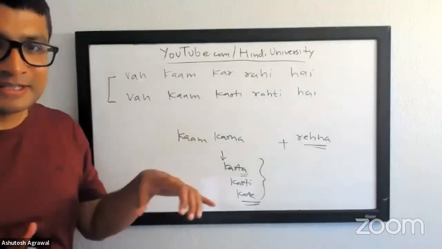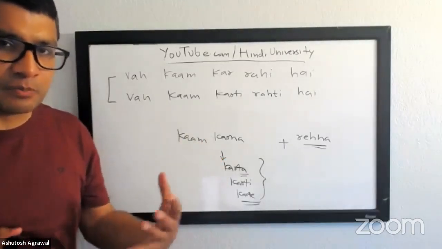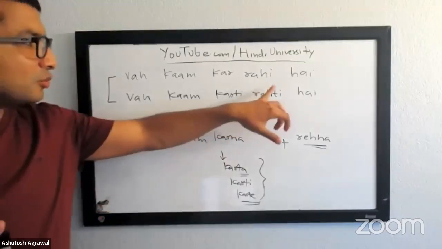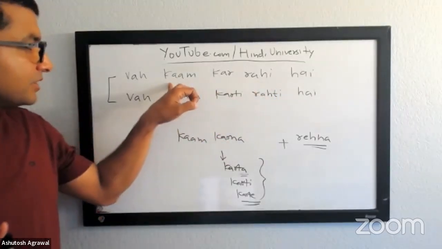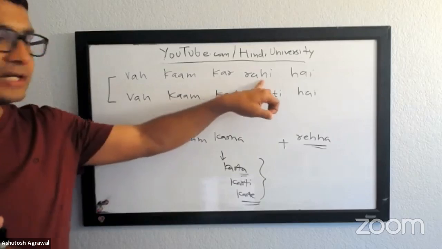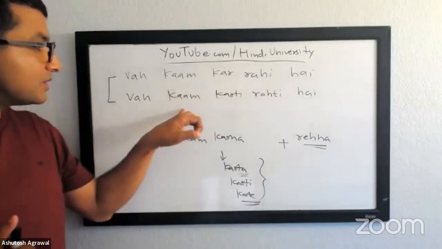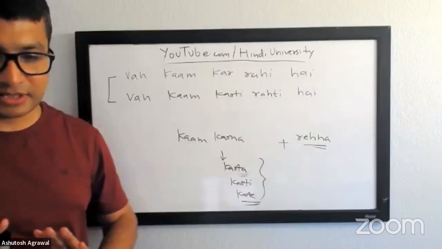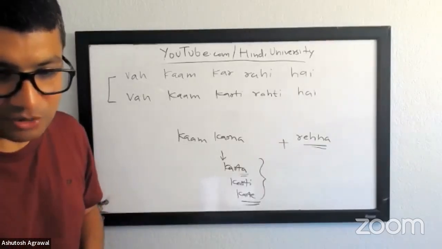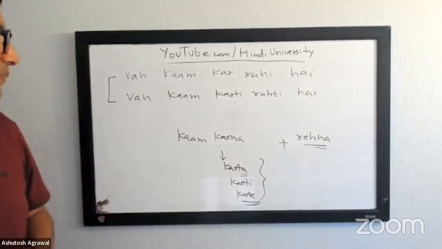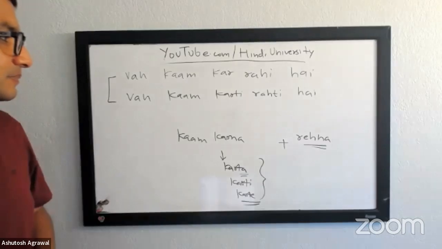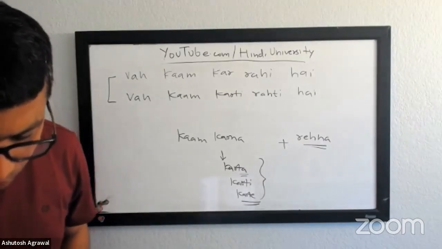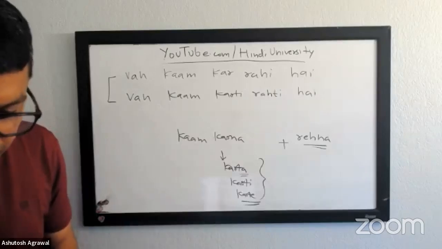It takes you initially a few seconds to gather it, but these are two different sentences. One is present continuous, वह काम कर रही है, she is working, versus वह काम करती रहती है, that she is always working, or she keeps on working. Any questions so far? Anyone? We'll do more examples, but I want to take a pause.